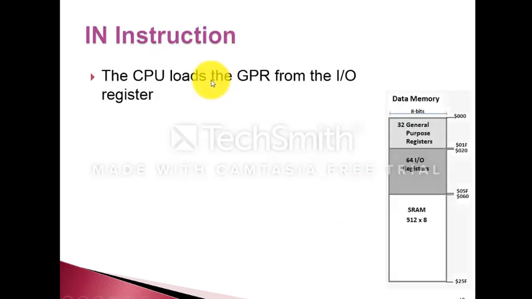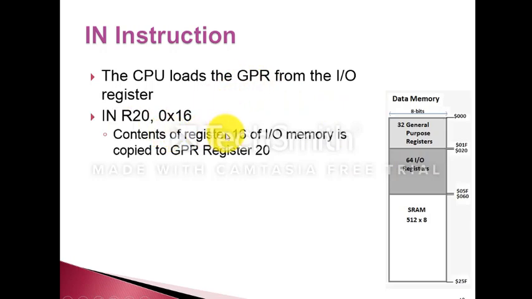Now coming to the IN instruction, which is used to access IO registers. As I told, IO registers are also a part of data memory. IO registers means input output registers. The CPU loads a GPR from an IO register, meaning it takes a value from input output devices and stores that value into the GPR, a temporarily storing register.